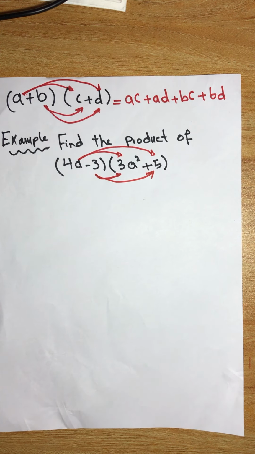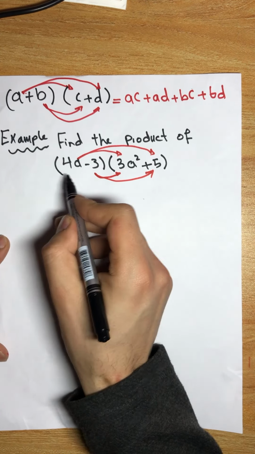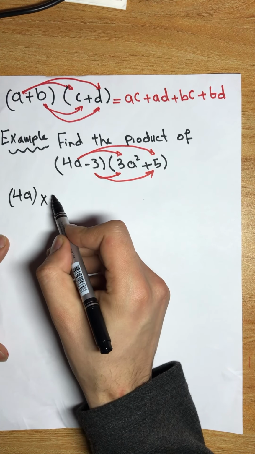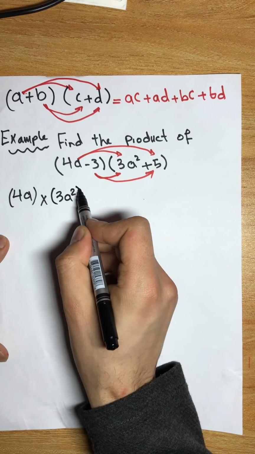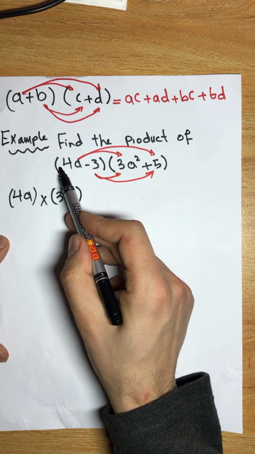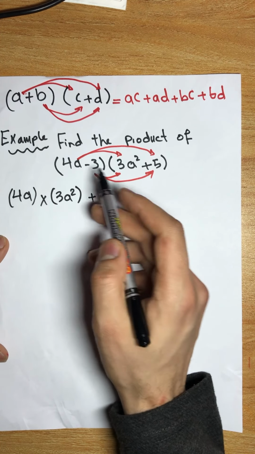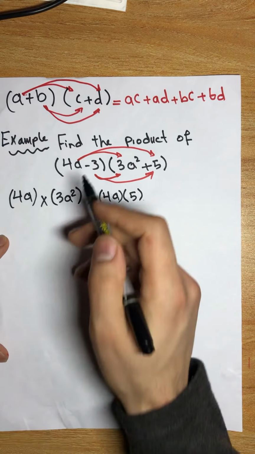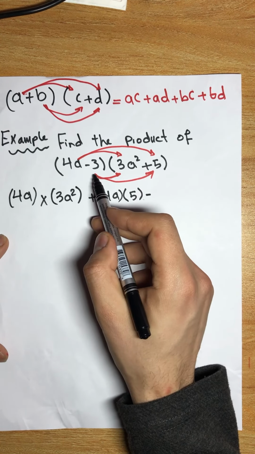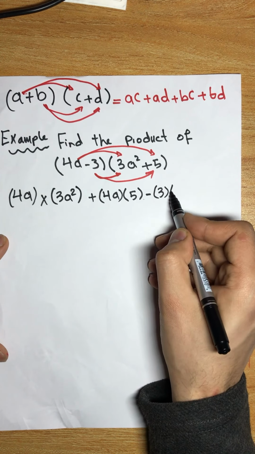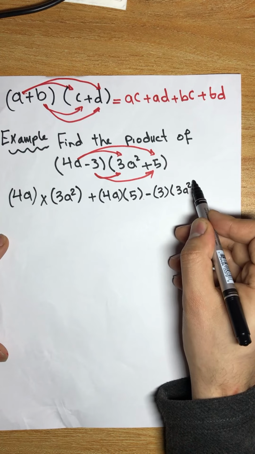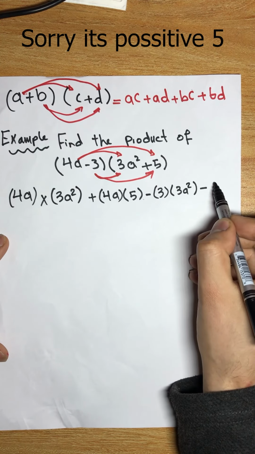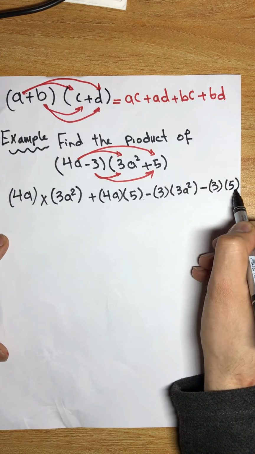Let's start now. So we have 4a times 3a squared, and then plus and plus is plus, then 4a times 5. And then negative and positive would be negative 3 times 3a squared. And finally, negative 3 times negative 5. It is negative 3 times 5.